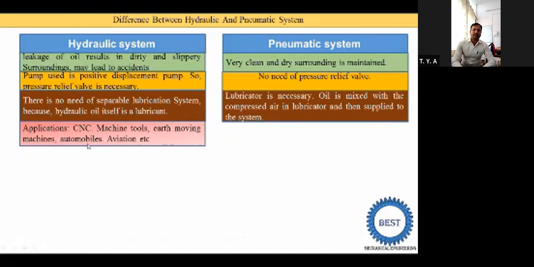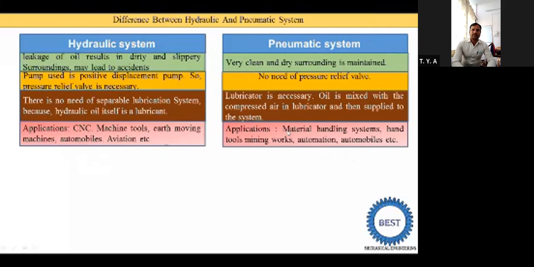Hydraulic systems are used in automobiles. In automobiles, meaning our vehicles, different hydraulic systems are used, for example for operating the brakes. Brakes are generally available in both hydraulic and pneumatic types. For power steering, the hydraulic system is used. There are a number of systems in which hydraulic systems are used. Next, it is also used in aviation. Aviation means it is used in aircraft and rockets. In aeroplanes and rockets, a number of systems are operated using hydraulic systems.